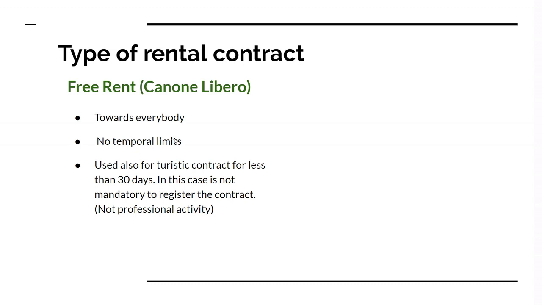There are some certain templates in which you will find 4+4 contract, 3+2 contract. This is not really a big deal. And then this type of contract is used also for touristic contracts for less than 30 days. In this case, it's not mandatory to register the contract in case you don't act as a professional activity.